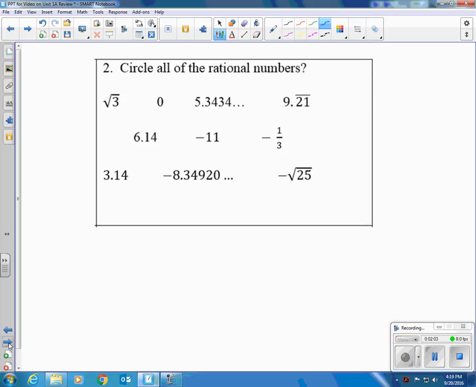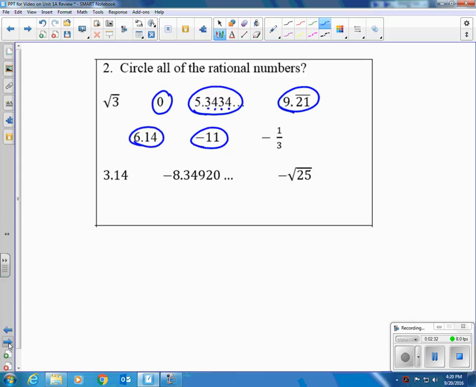Number 2, now it says to circle all the rational numbers. So this time we're thinking about the things that are on the left side of our graphic organizer. So 0, obviously, that's a whole number, so that one is circled, it's rational. Here again, this is 3, 4, 3, 4. That's rational repeating. This also is repeating because it clearly has the repeating sign with the bar over the 21. This is also rational because it's a decimal.